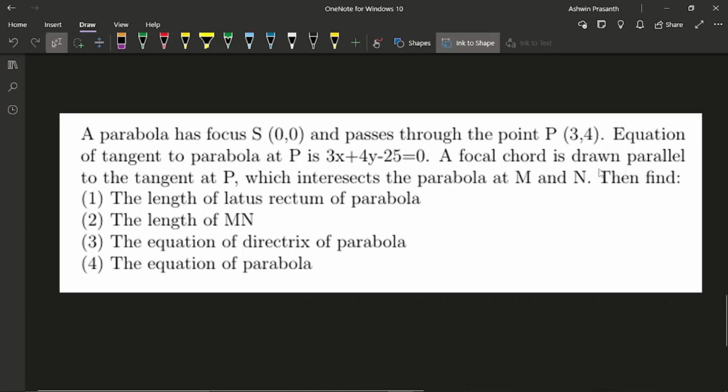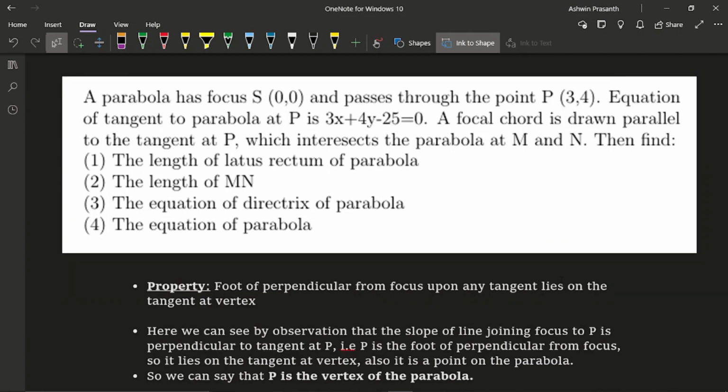A focal chord is drawn parallel to the tangent at P, which intersects the parabola at M and N. Then find first, the length of latus rectum of the parabola; second, the length of MN; third, the equation of the directrix of the parabola; and fourth, the equation of the parabola. So pause the video here and try it, and I'll come up with a solution. I hope you try the problem.